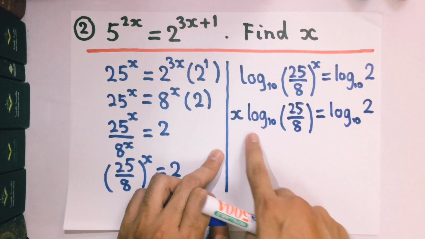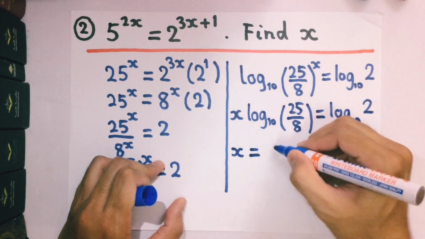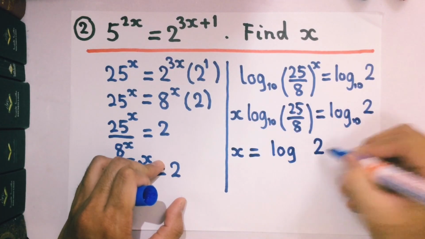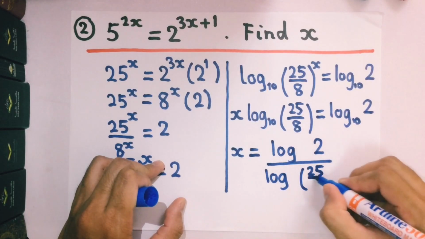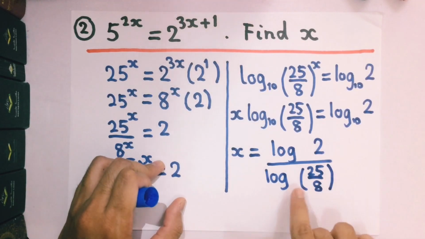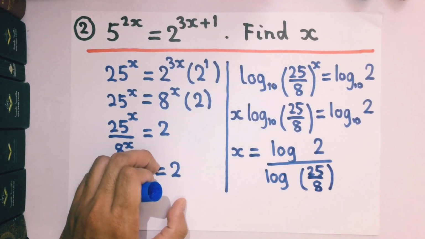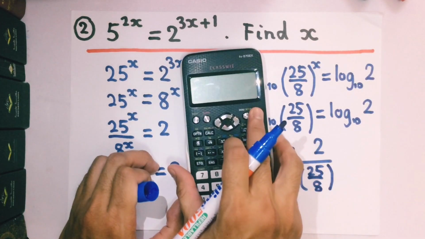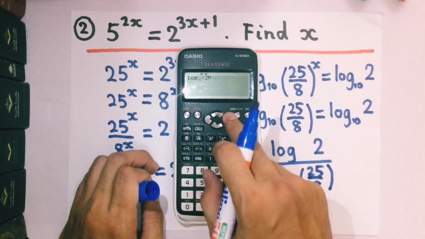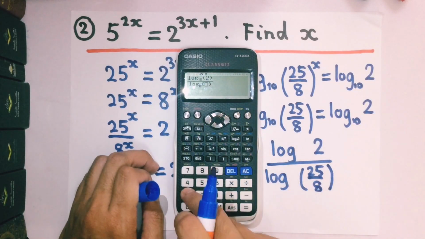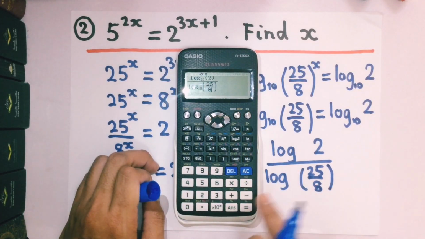Now you want to find x, and this thing with x is multiplication, so you're going to bring this over. So x equals log 2 divided by log 25 over 8. As you realize, I didn't put log base 10, so whenever you don't write the base, it's automatically base 10. So now use your calculator, but you have to key it in properly. Make sure you key in properly. So you put log base 10 of 2, and then you divide by log base 10 of another fraction there, 25 over 8, and then press equal.